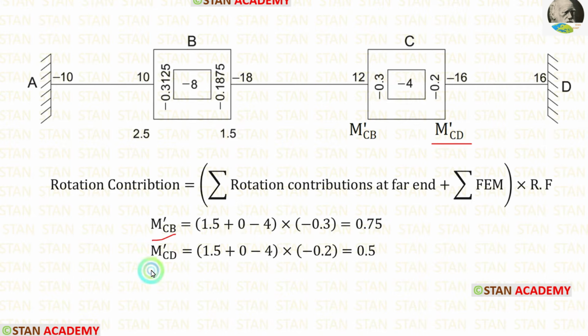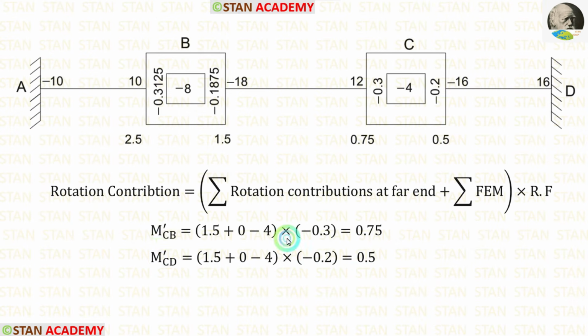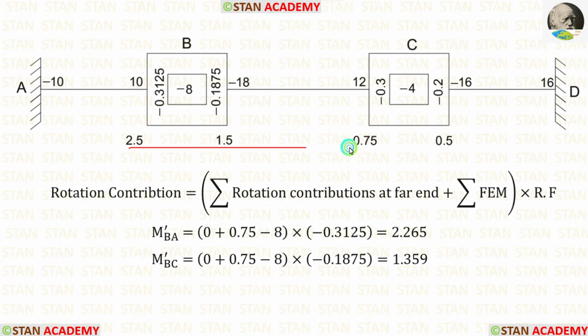We know that for m dash CB and m dash CD, all of the values are same except the rotation factor. For CD, the rotation factor is minus 0.2. Finally, for m dash CD, we are getting 0.5. Let us enter the value of m dash CB here and m dash CD here. We have finished the first cycle. Now let us start the second cycle.